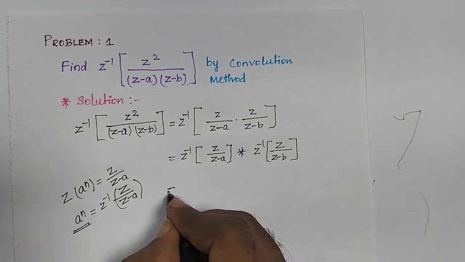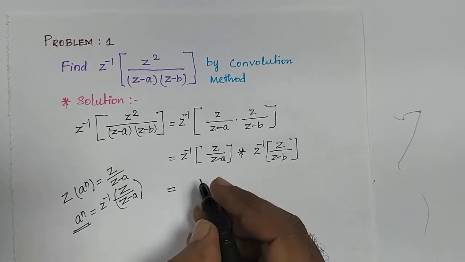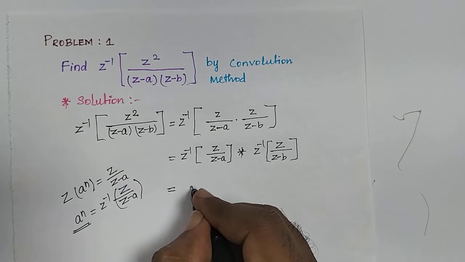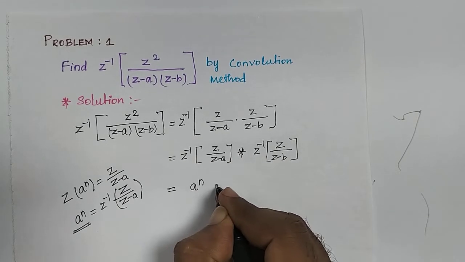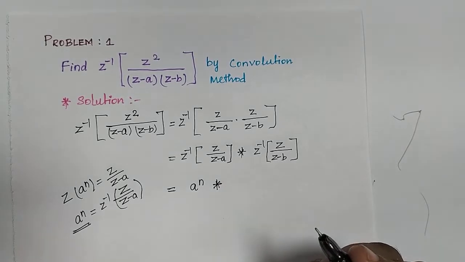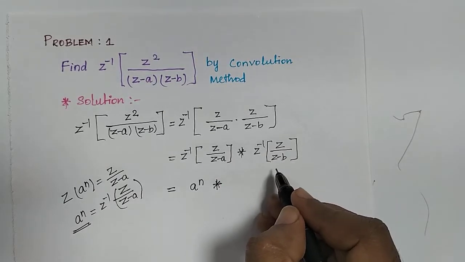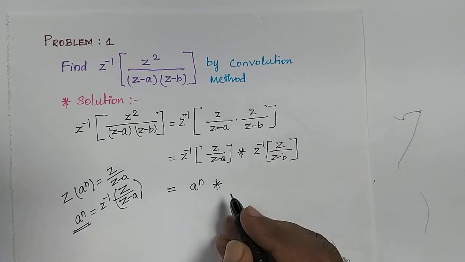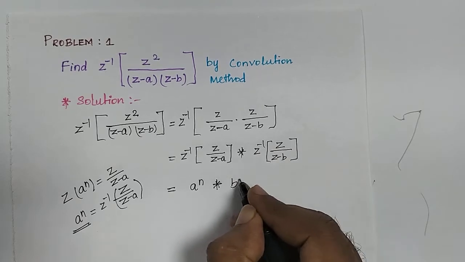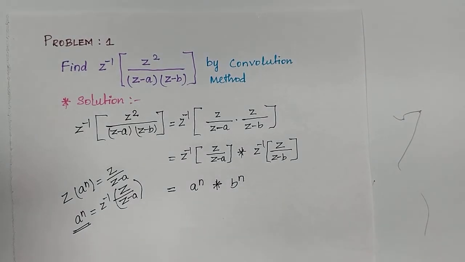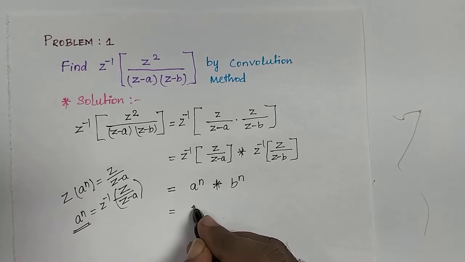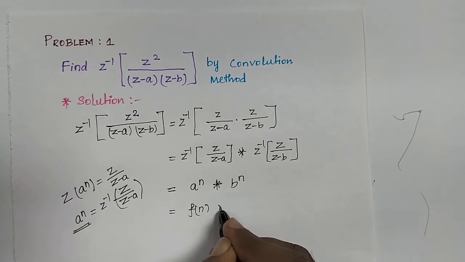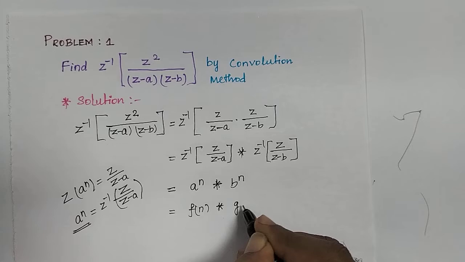So here I am writing z inverse of z divided by z minus a means a power n, and the convolution operator star, this z inverse of z divided by z minus b, just replace a by b. You will get b power n. Now it is understood it is a form of first function f of n, second function g of n.